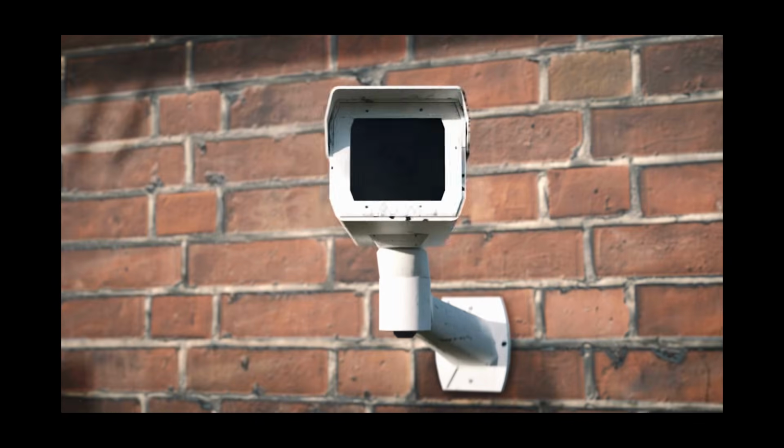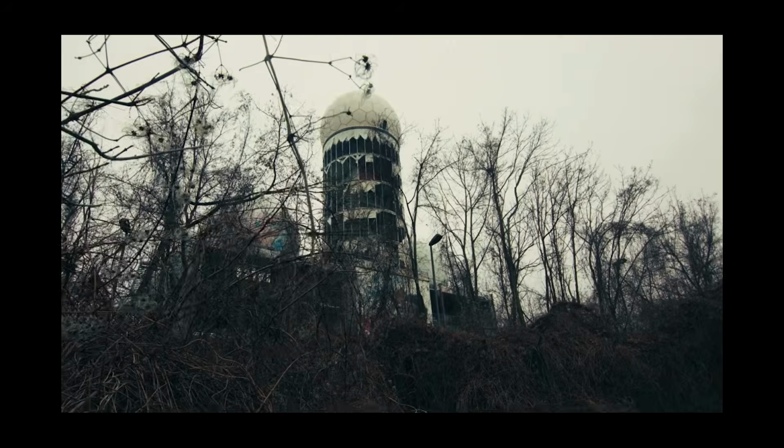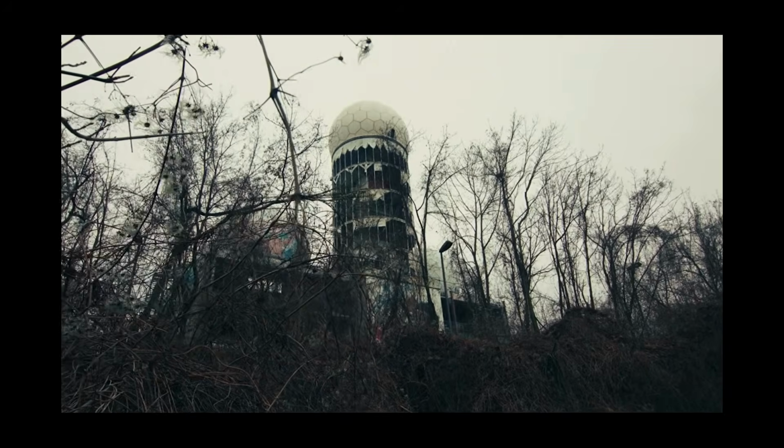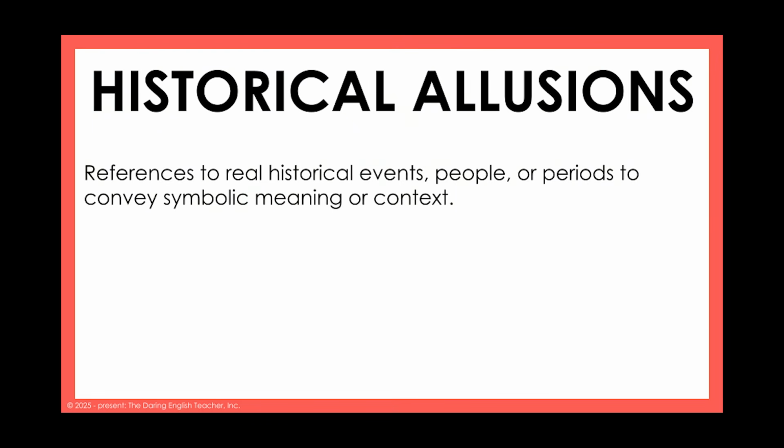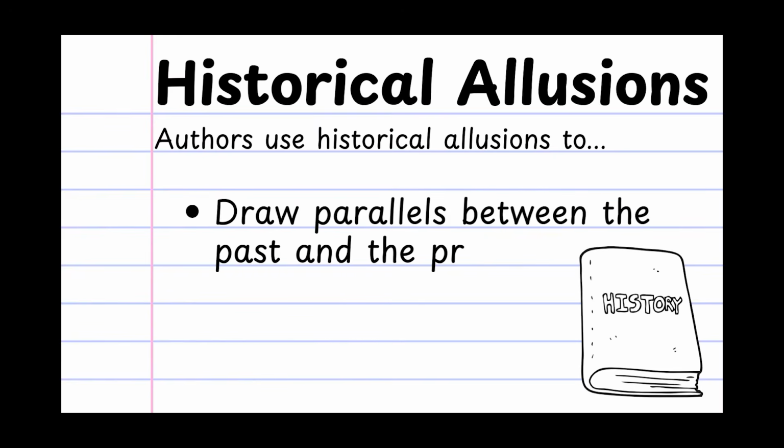Watch out, Big Brother is watching. That's from George Orwell's 1984, and this allusion represents surveillance, control, and loss of privacy. It instantly creates a dystopian or oppressive tone. Historical allusions are another form of allusion. Historical allusions reference real events or people from history. They help authors draw parallels between past and present.